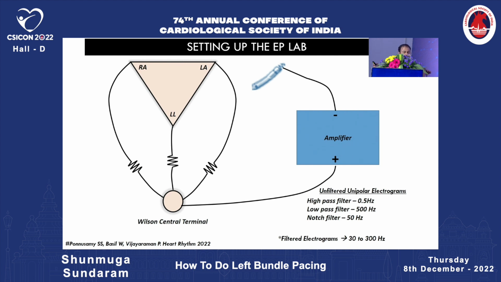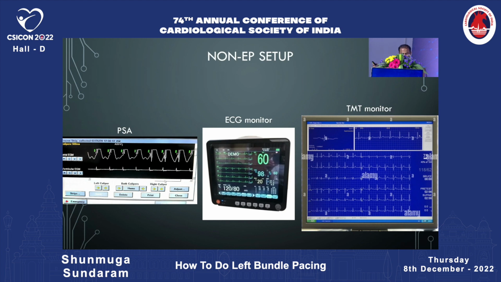Remember, when you want to do the procedure with perfection, you need to have an EP system. This is how our EP lab setup will look. We'll be connecting the lead in a unipolar configuration, be it His bundle pacing or left bundle pacing. So the negative electrode, in the Cardiolab system, will connect the negative terminal to the amplifier, and the positive terminal will be connected to either a neutral electrode or the Wilson central terminal. We have certain filter settings which will be a little complex to discuss here.